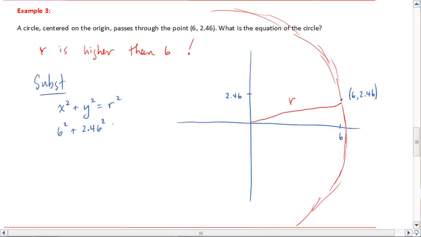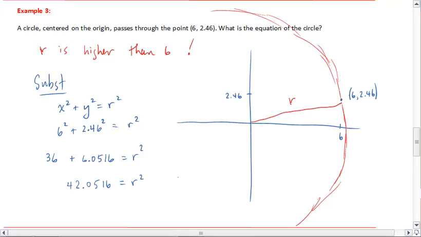2.46 squared. I know, it's a really nasty number. I know that 6 squared is 36, but I need this one. It's 5 point something. Anybody got it yet? 6.0516. Excellent. I can do this addition. So this will be 42.0516.